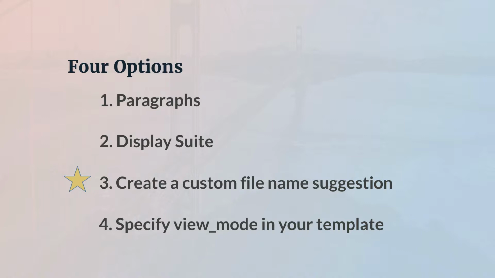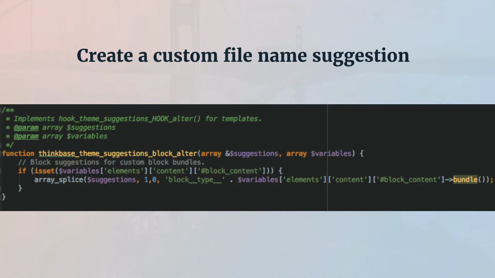And as I mentioned, I'm going to create a custom file name suggestion. And I find this to be a simple approach with not too many lines of code and no additional configuration. And it also helps to minimize site bloat because Display Suite does give you a lot of stuff that you might not necessarily need. Don't worry, I made these slides available. I don't expect you to write this down. So this code uses hook theme suggestions hook alter. And it takes an array of suggestions in the variables and allows a developer to create an alternative file name suggestion for a specific element, in this case, blocks. This example here creates a naming convention that includes block types as a file name suggestion that is recognized by Drupal.